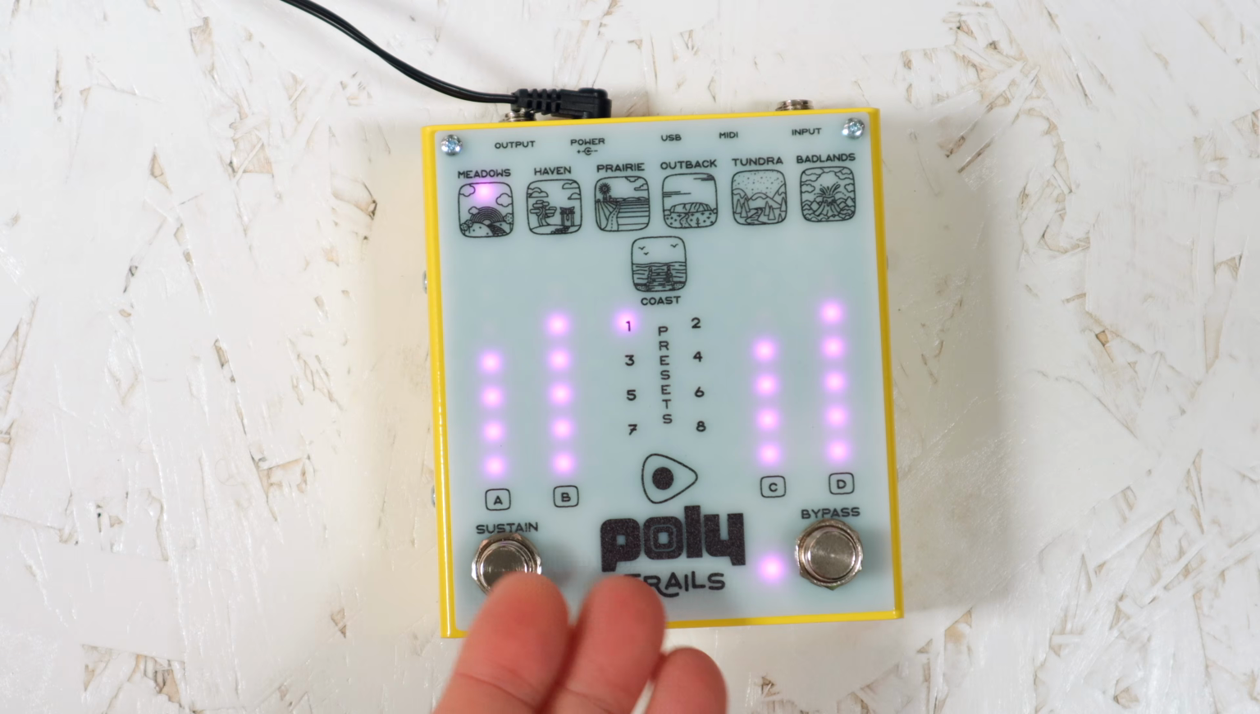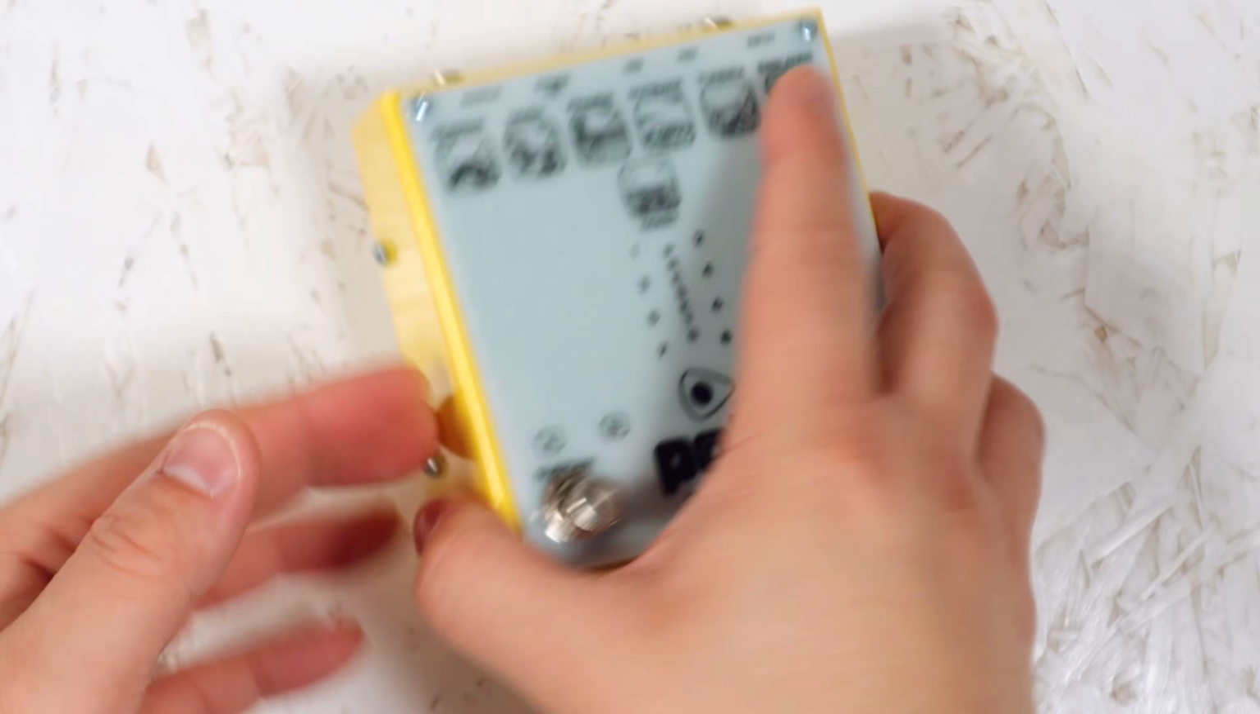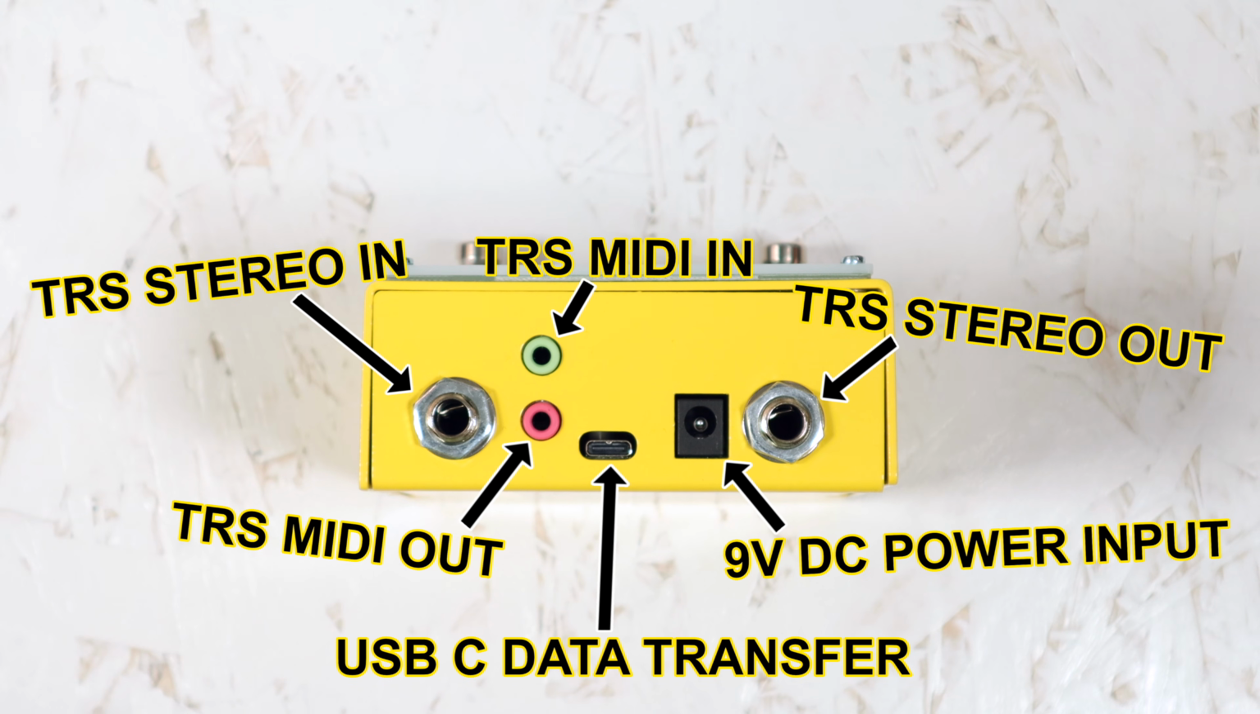Trails is true stereo, with stereo in and out on TRS sockets on the back, and there's mini jack TRS MIDI in and out for external control, and there's even some onboard sequencing between effects and presets. You can go mono to stereo, and you can go fully wet with a kill dry option too.